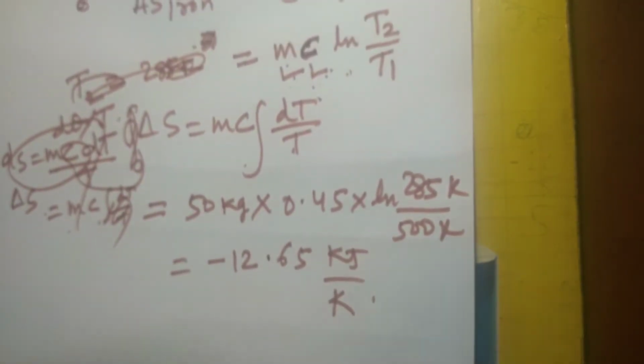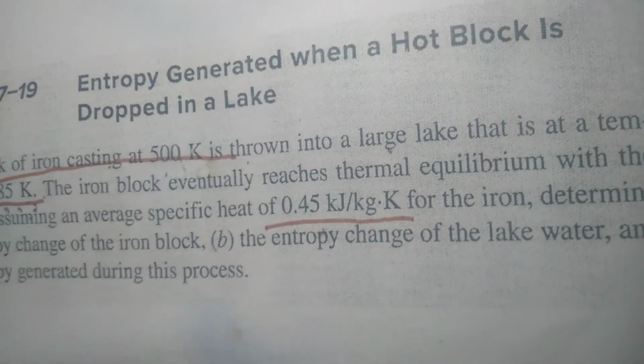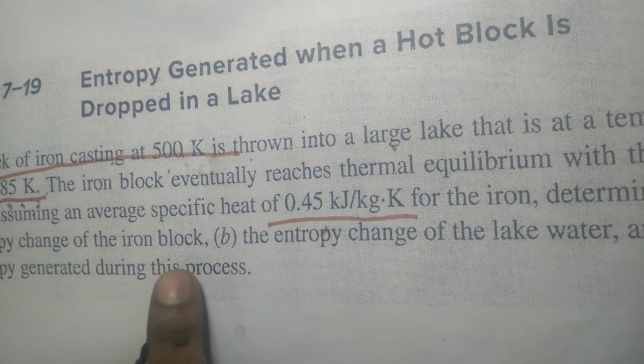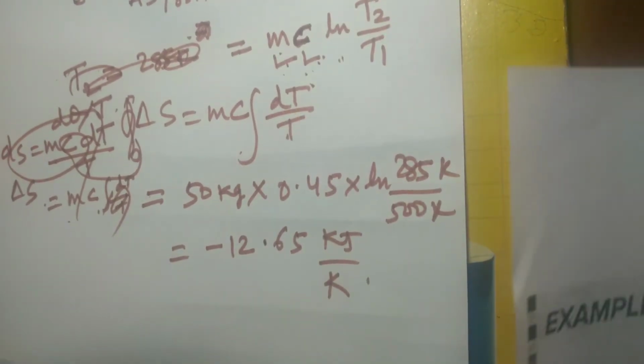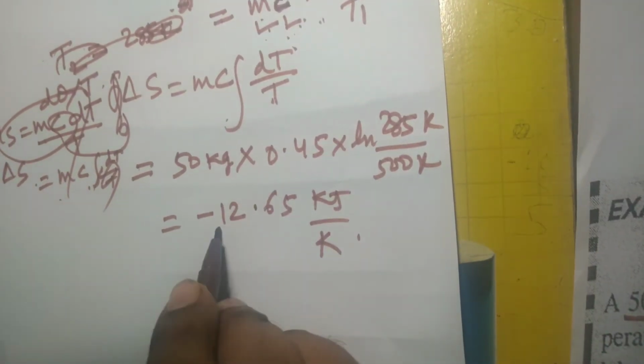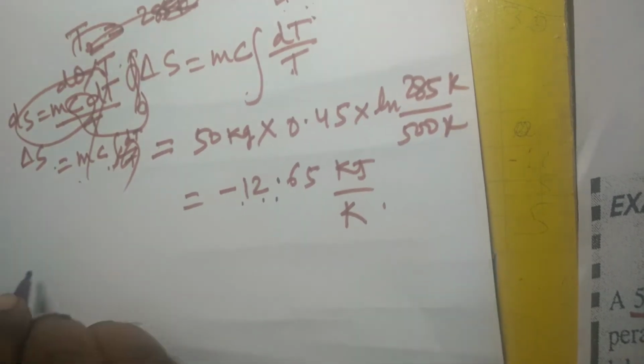So the next bit is, you are required to determine the entropy change of the iron block. So the entropy change of the iron block is this much, minus 12.65 kilojoule per Kelvin.